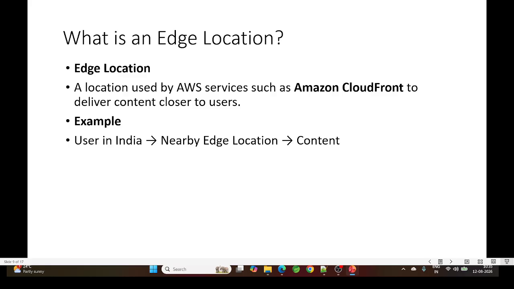Now let us see what an edge location is. An edge location is a location used by AWS to deliver content closer to users. They are particularly important for Amazon CloudFront, the AWS content delivery network. For example, if an application or website serves users around the world, CloudFront can cache content at the edge location closer to those users. This helps us to reduce the latency.